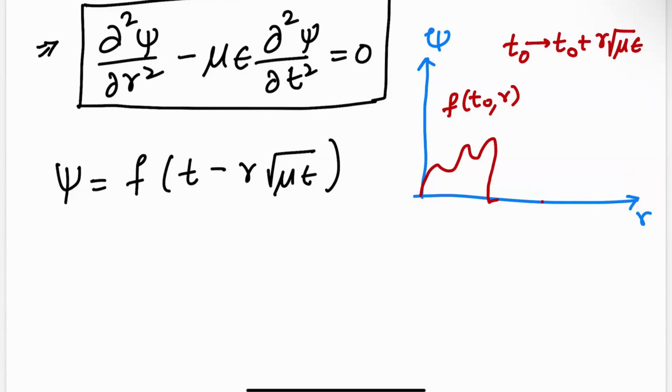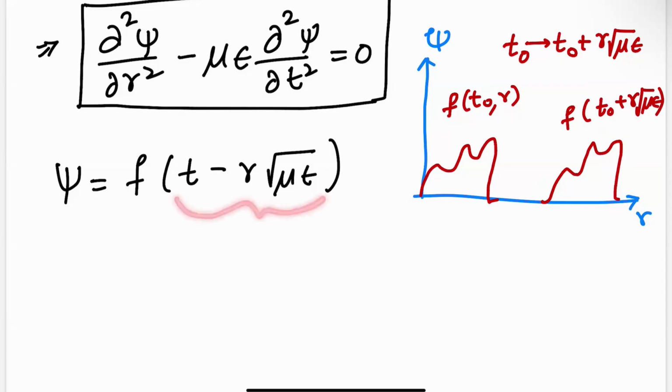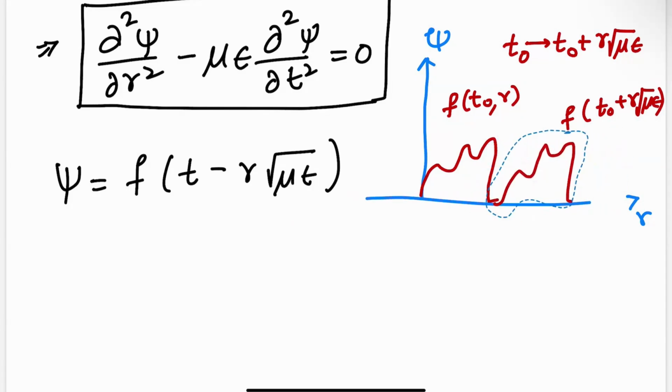this function has to move in space. Because you can substitute t0 plus r square root of mu epsilon into this, and you would get the same function back, because plus r square root of mu epsilon and minus r square root of mu epsilon would cancel, and then you get the same original function back. Right? It's just shifted in space. And that means this function is moving as a function of time.